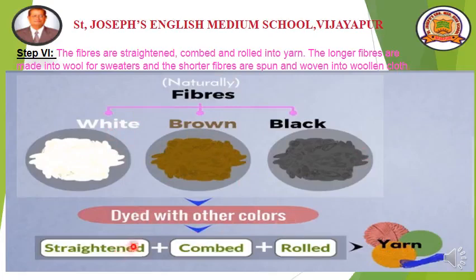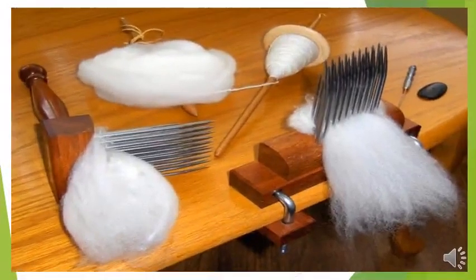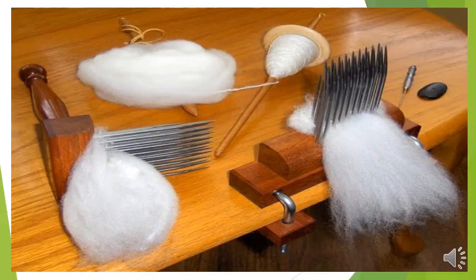First it is straightened, then combed to remove the small burrs. Later it is rolled. Then the yarn is obtained at the end of the sixth step. See here, the yarn is combed and it is rolled.